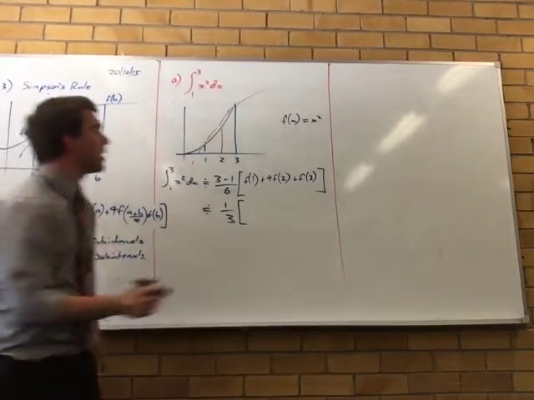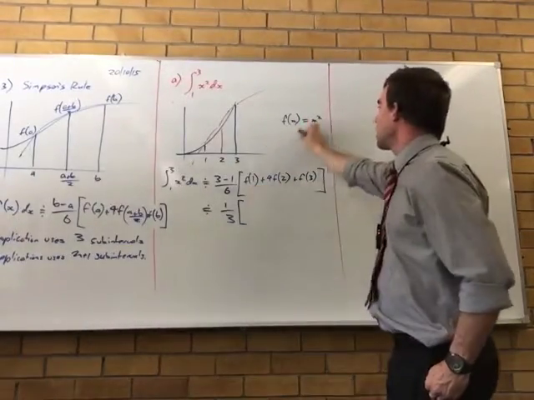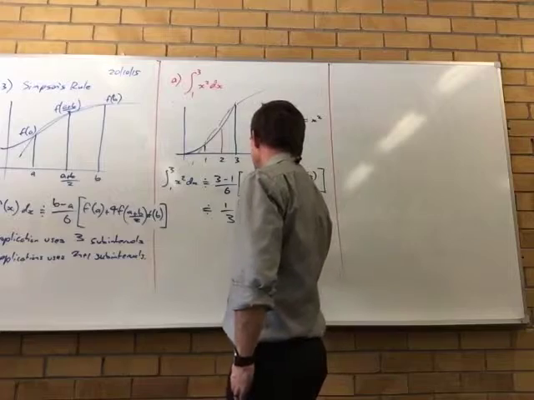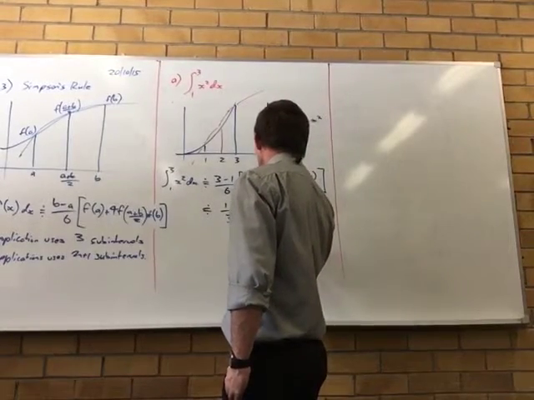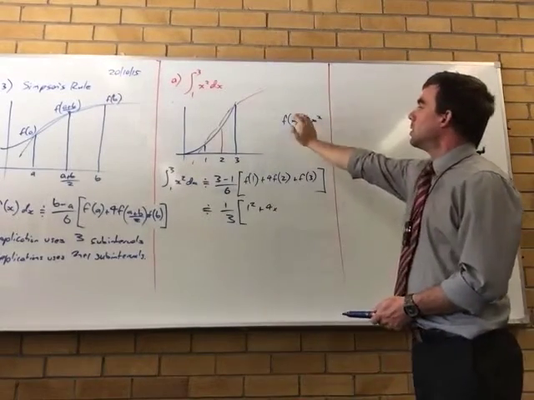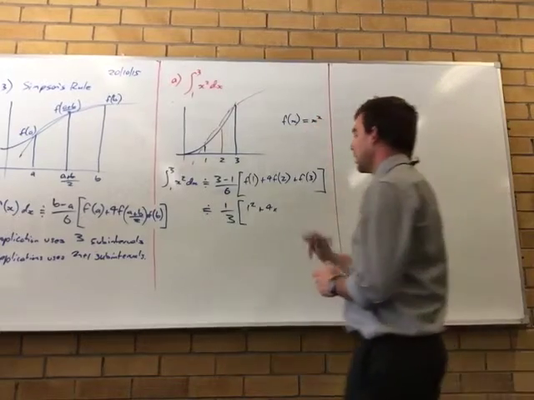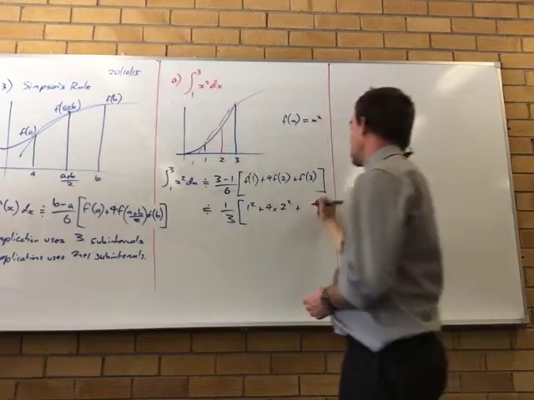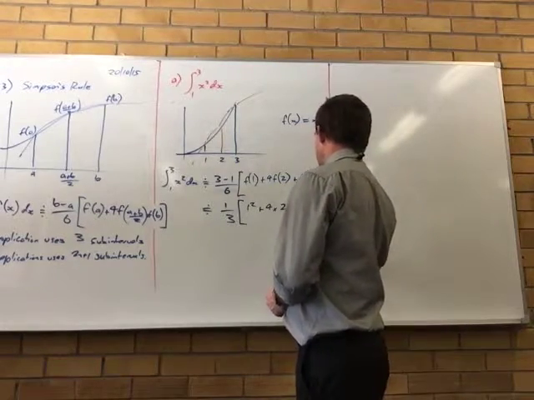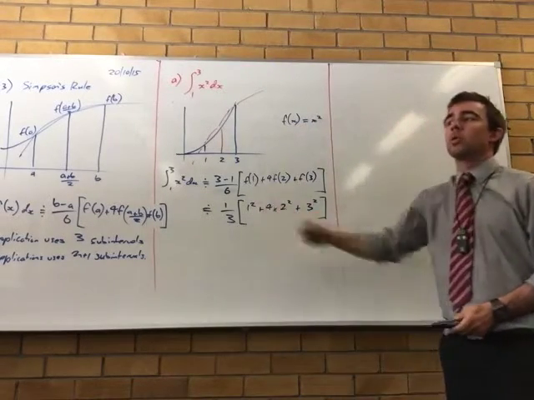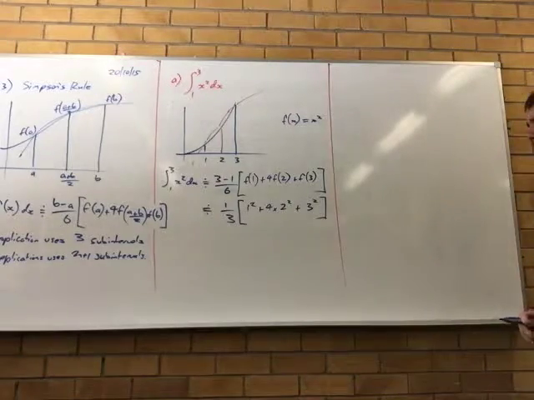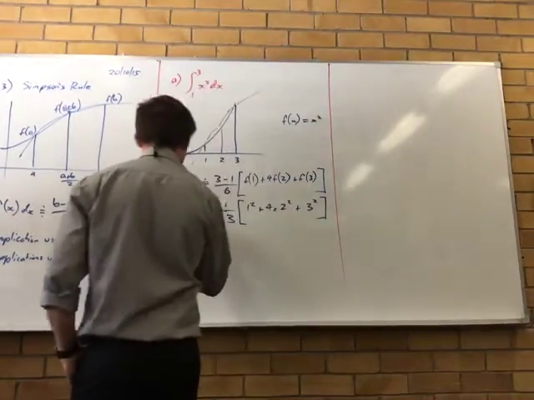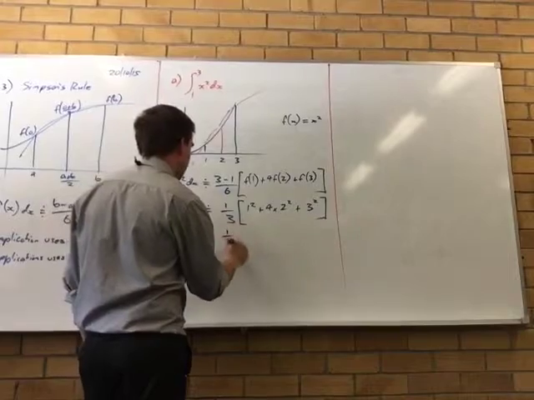Alright, so if f of x is x squared, f of 1 is going to be 1 squared, plus 4 lots of f of 2. So f of 2 is going to be 2 squared, and f of 3 is going to be 3 squared. Okay, remember we need to multiply that middle term by 4. So approximately equal to a third.